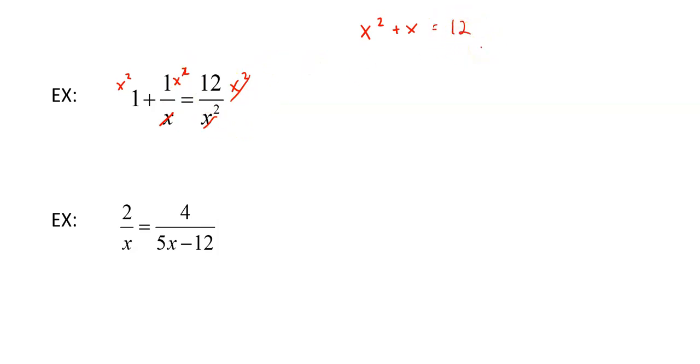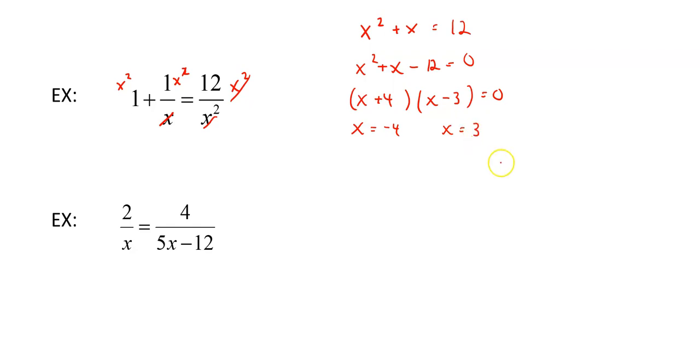Oh, now I've got a quadratic to solve. x squared plus x minus 12 is equal to 0. This one looks factorable. Factors of negative 12 that differ by 1, I'll go with 4 and 3, with 4 being the bigger one. Check out my factoring and make sure it works. It does. One solution then is x equals negative 4. The other is x equals positive 3.